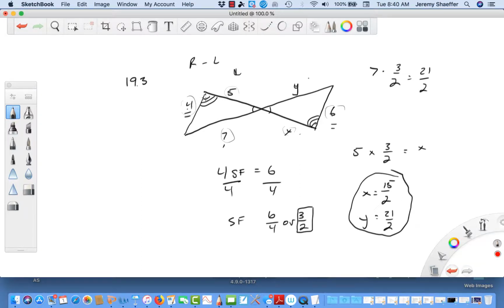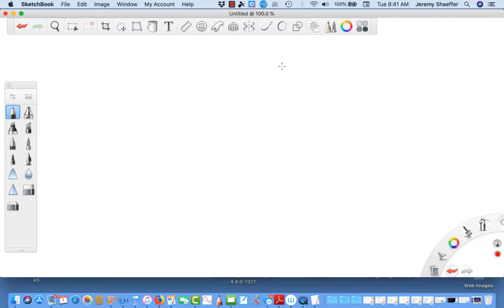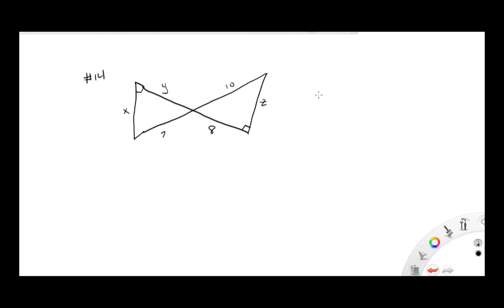Okay, now you'll note that all that happened here was we kind of flipped the triangle. Okay, so this triangle, or this angle, and this angle are the same. All right, so just keep that in mind. And again, these angle marks are helpful for you. Okay, so let's do number 14 in your text.